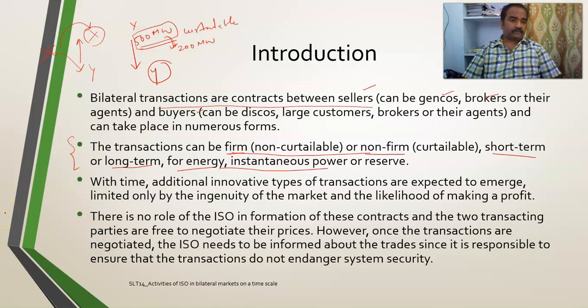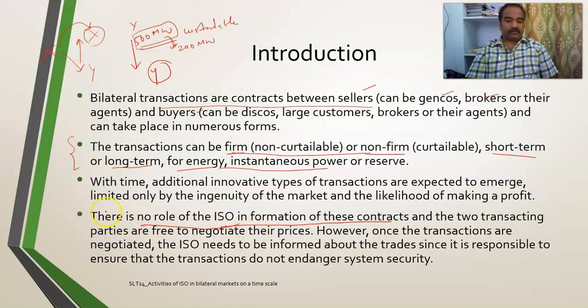Most of the time these transactions will be evolving. It is limited only by the ingenuity of the markets and the likelihood of making a profit. So we don't know how many new types of transactions occur. But let us have a simple consideration that bilateral transactions are transactions between two parties, which majorly are the sellers and buyers. And the independent system operator has no role in the formation of these contracts. ISO is independent of the prices, and only the two parties discuss the prices.